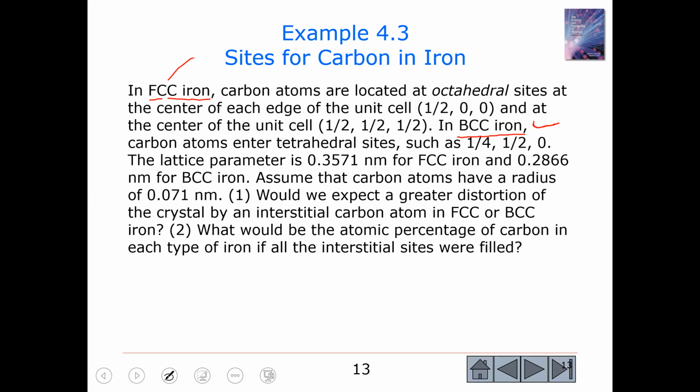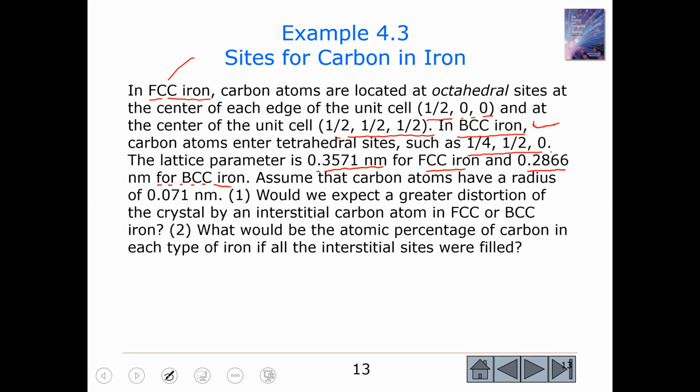Okay, so when the structure of the iron is FCC, the carbon atoms occupy this site in the unit cell, half, 0, 0, and half, half, half. When the iron is in BCC form, the carbon atoms occupy this site, 1 by 4, 1 by 2, 0, right? The lattice parameter is 0.3571 nanometer for FCC iron and 0.2866 nanometer for BCC iron.